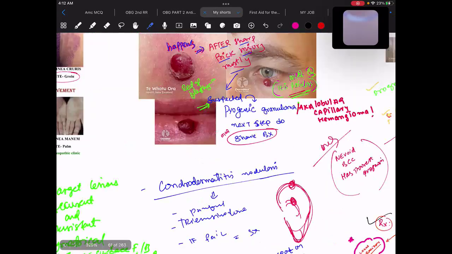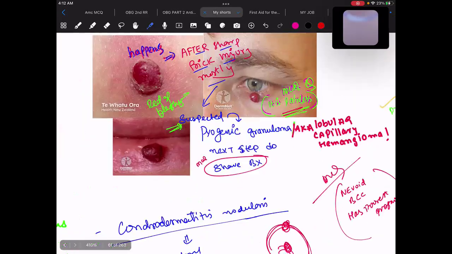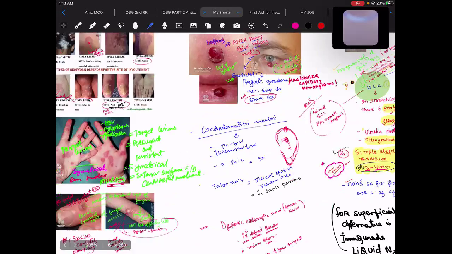And as you can see over here, this is pyogenic granuloma. The next step is to do a shave biopsy, and it is painless. It is most commonly seen in patients with a sharp prick injury. It is red and fleshy. Remember this.